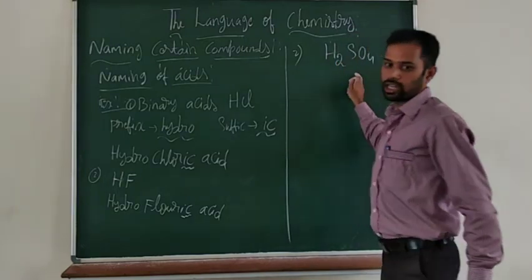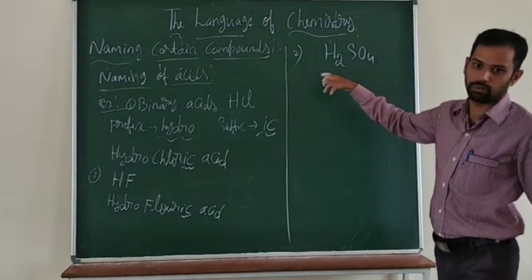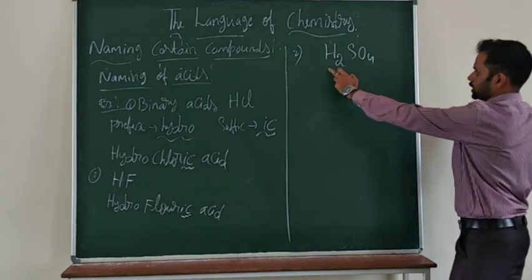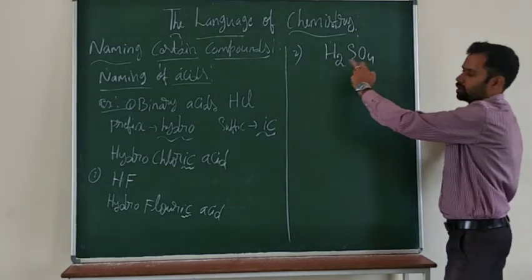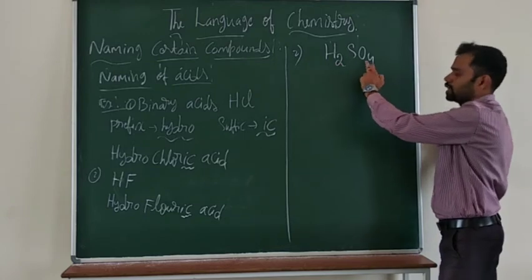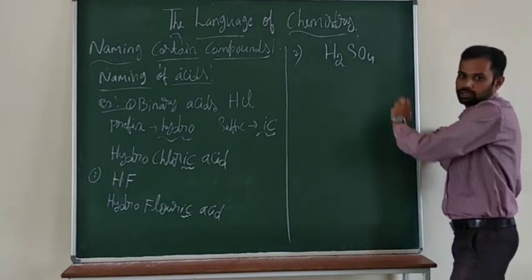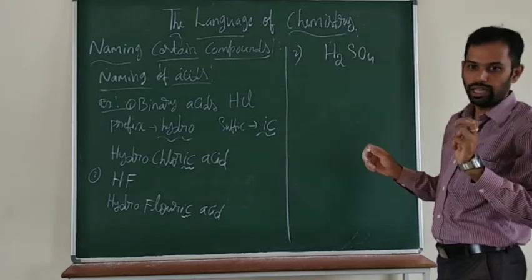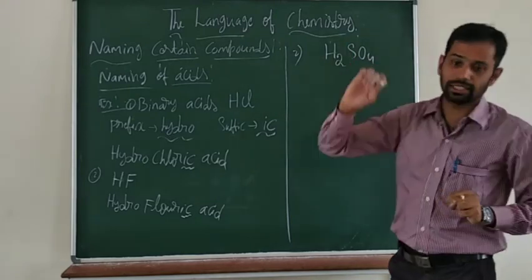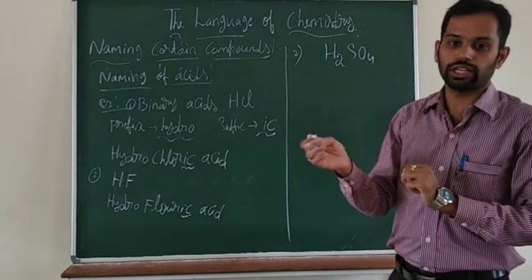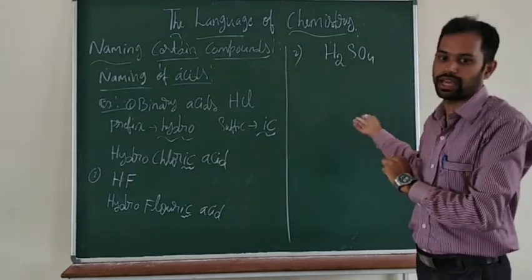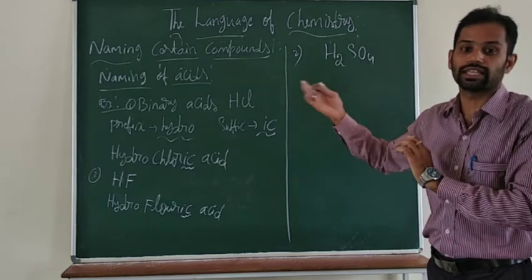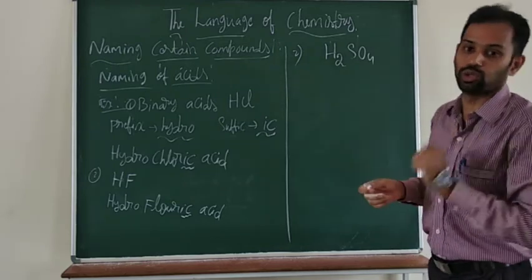So it is a polyatomic. Here more than 2 elements are there: 3 elements, hydrogen, sulfur, oxygen. That's why it is a polyatomic. How to name this acid? You already know that it is sulfuric acid, but how did the name come? You should know that.